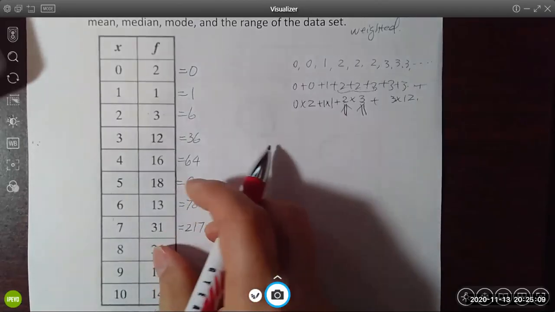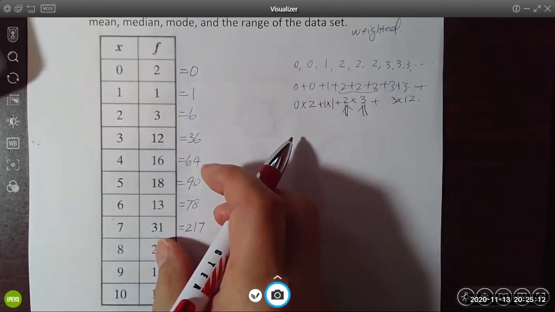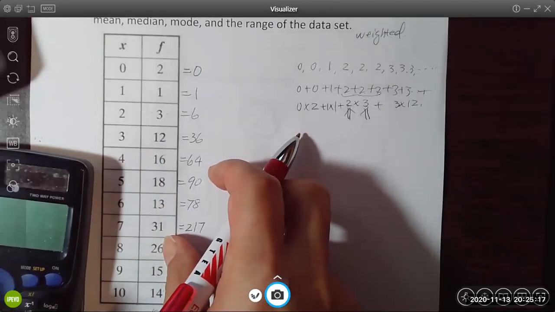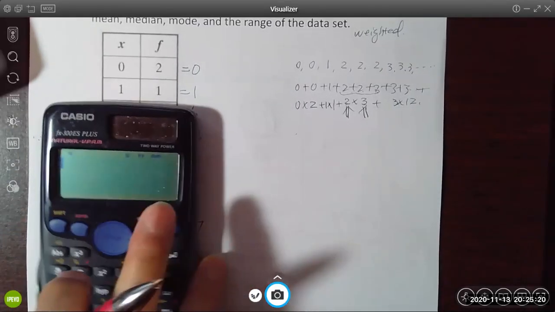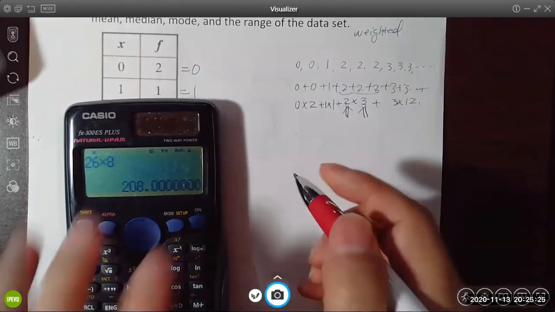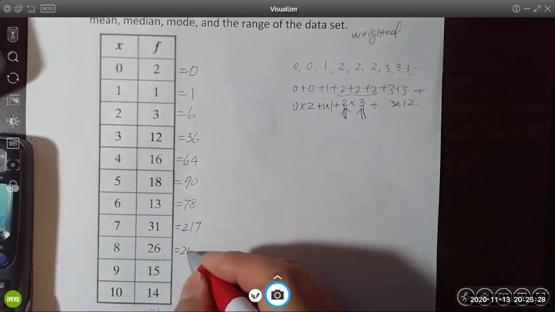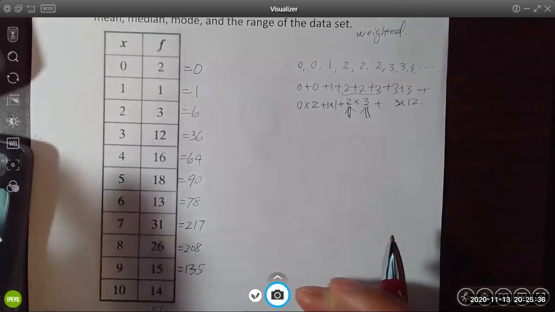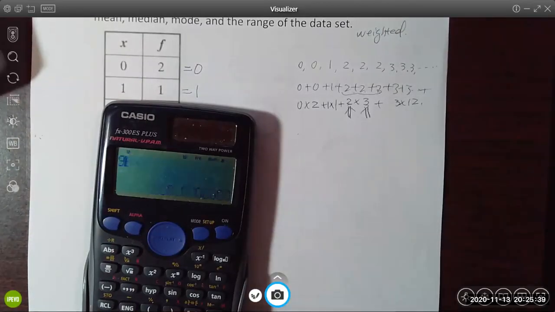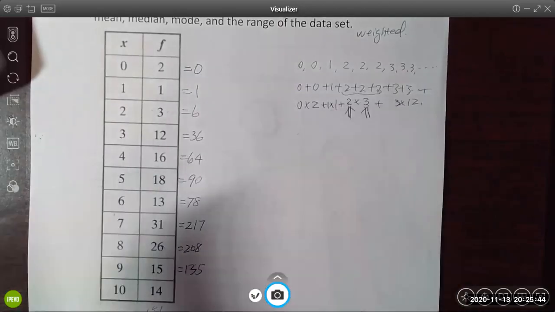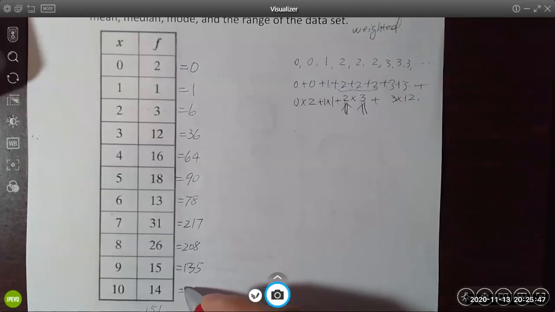8 times 26, let me use a calculator, 8 times 25 is 200, so 208. But let's make sure. 26 times 8, 208. And this is 208, and this is 144. Oh, sorry about that, 135. Make sure. 9 times 15, 135. And this last one is 140.